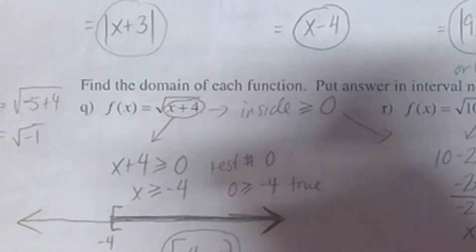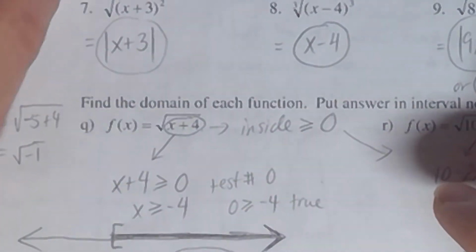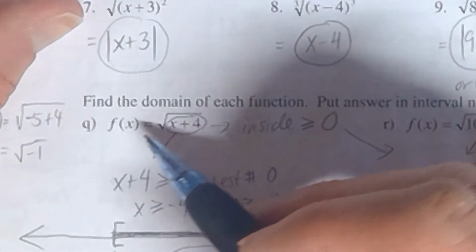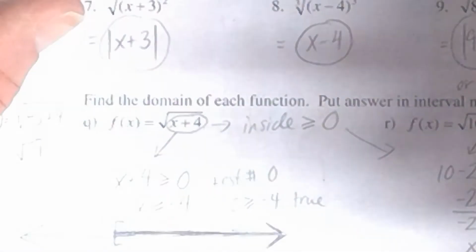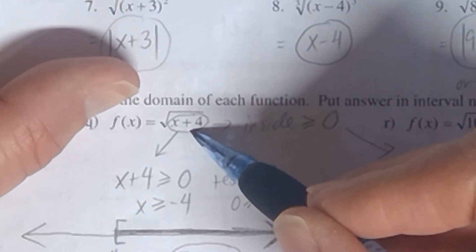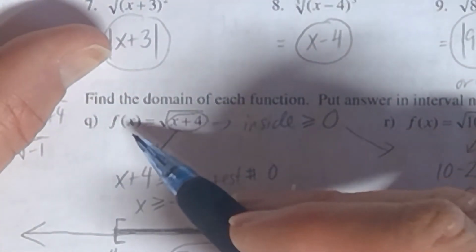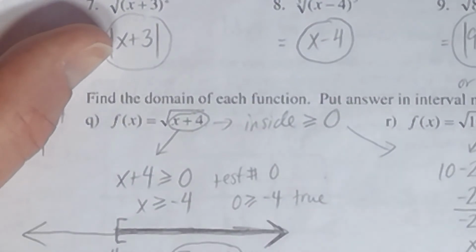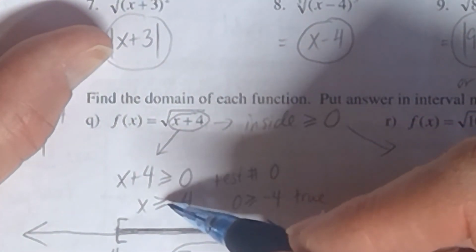Because we can't have imaginary numbers when we do f of x, we're just doing real numbers. At least in this class, our f of x's are only real numbers. So the inside must not be negative, and therefore it has to be greater than or equal to 0. That's for square roots when you are asked to find the domain of f of x. And so that's why we say greater than or equal to 0.